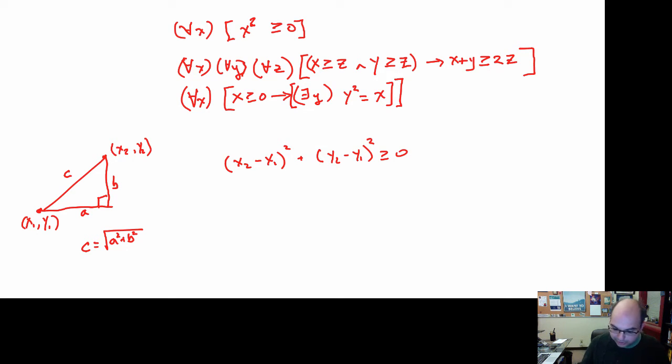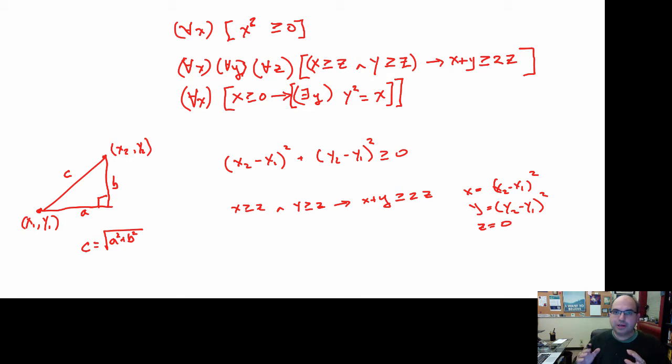First of all, we know that we're actually going to use this. We're going to use the fact that if x is greater than or equal to z, and y is greater than or equal to z, then x plus y is greater than or equal to 2z, okay? And we'll set x being equal to (x2 minus x1) squared, y is (y2 minus y1) squared, and z is equal to 0. Okay, so because I have for all x, for all y, for all z, I can choose the x, y, and z that are most useful to me, right?